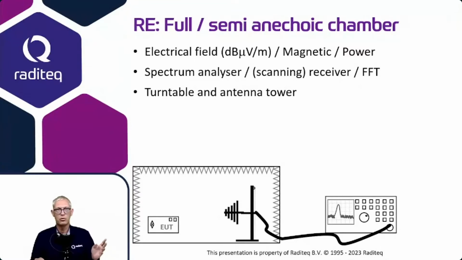This is an example of the radiated emission full or semi-anechoic chamber, which can be used for electrical field measurements, but also magnetic field measurements, and also power measurements are supported. Based on whether you select electrical field, magnetic field or power, the results are shown in dB microvolt per meter, dB microamps per meter, or in dBm values.